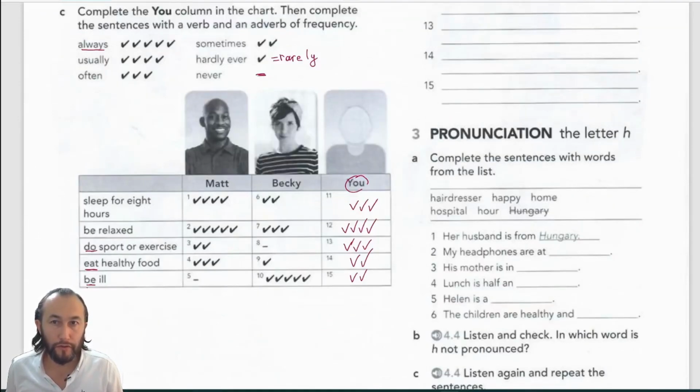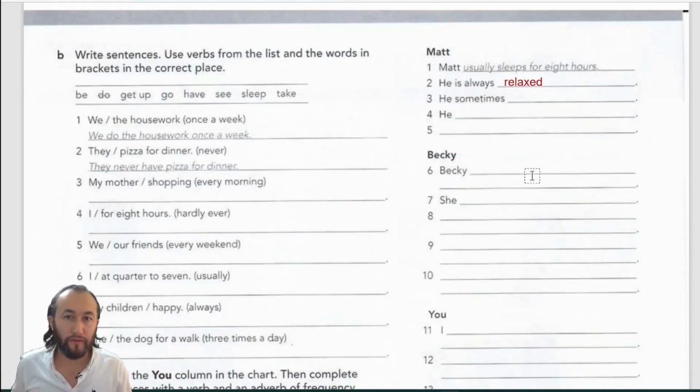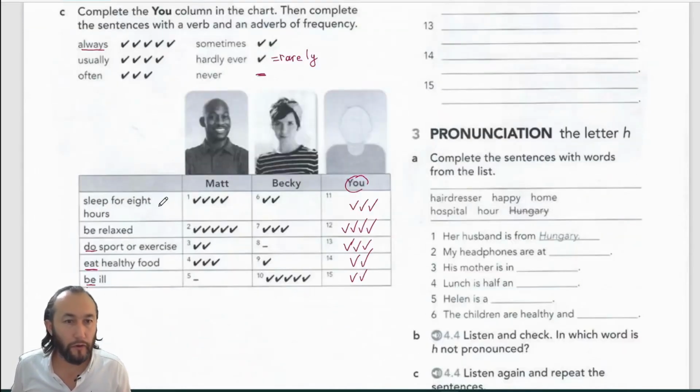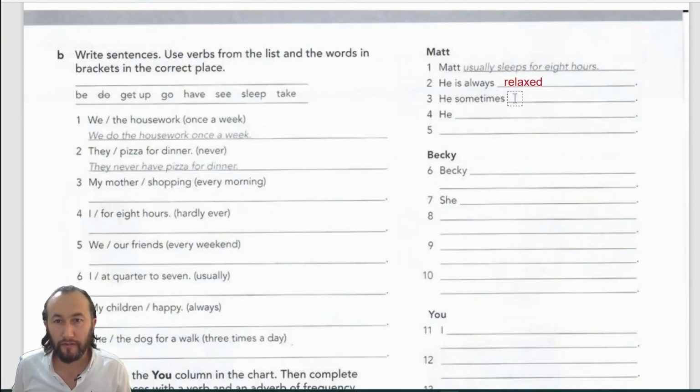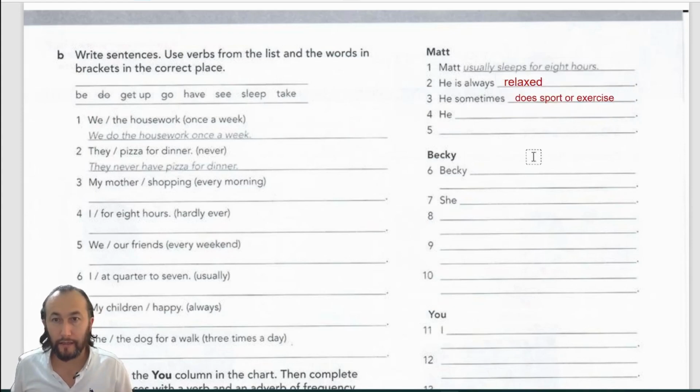So number 2, he's always. As you can see, 5 ticks. He's always relaxed, right? We can write it down here. He's always relaxed. All right. Number 3, sometimes. Yeah, he sometimes does sport or exercise. Okay, he sometimes does sport or exercise.